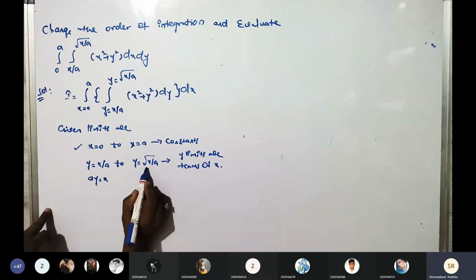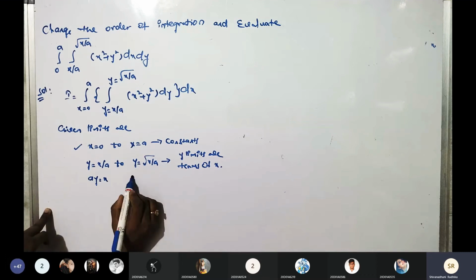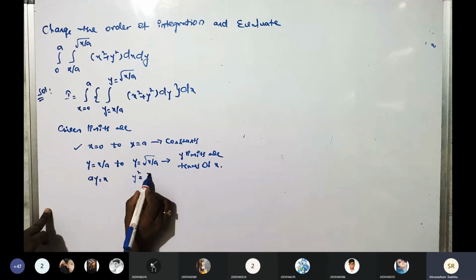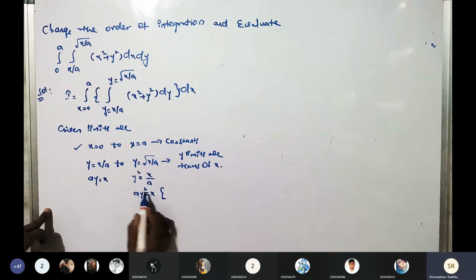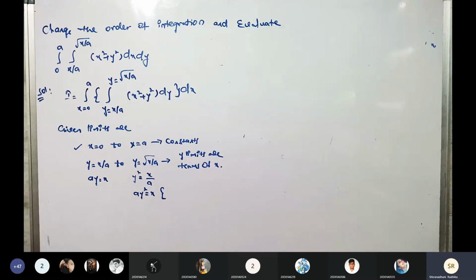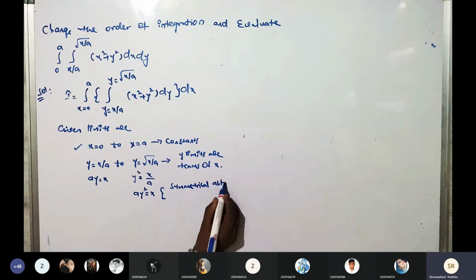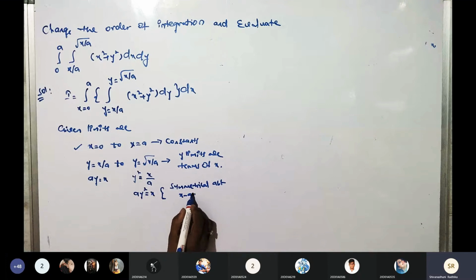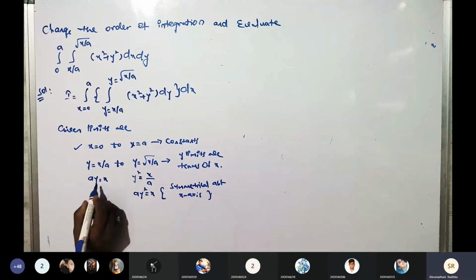Okay. Now this one, on both sides I'm going to square. So y square equals x by a, or a y square equals x. Here the y powers are even, so a y square equals x is symmetrical about the x-axis. Right? Now this is exactly 45 degrees in the first quadrant.